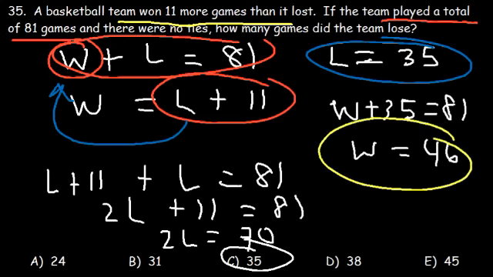So notice that 35 plus 46 adds up to 81. And 46 is 11 more than 35. So this is the answer for W and L, because at those values, equation 1 and equation 2 are true. But C is the right answer, so we're looking for the number of games that the team lost.